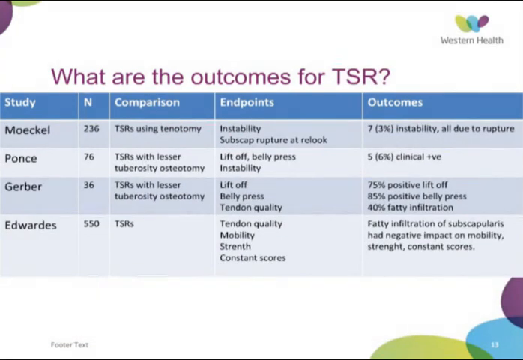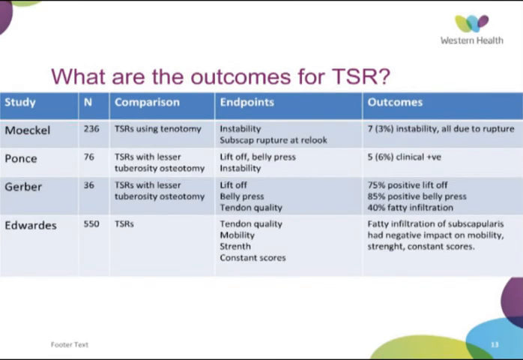When we look at the outcomes for total shoulder replacement, we're tending towards some bigger numbers here. After using a complete tenotomy technique, these authors found a 3% incidence of instability, and when they did a second procedure to do direct visualisation of the tendon, they found that subscapularis was not intact. Smaller numbers, they found a similar finding to those with instability surgery. If you had a complete tenotomy of subscapularis, this is a true osteotomy, you had clinical signs of subscapularis dysfunction.